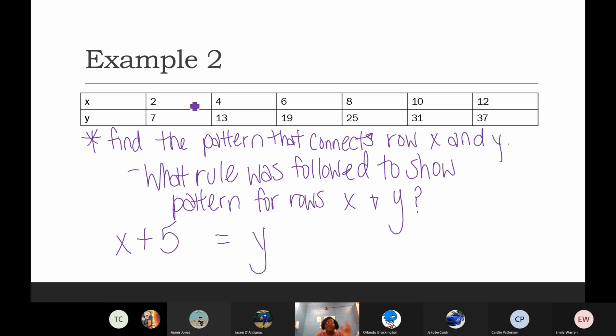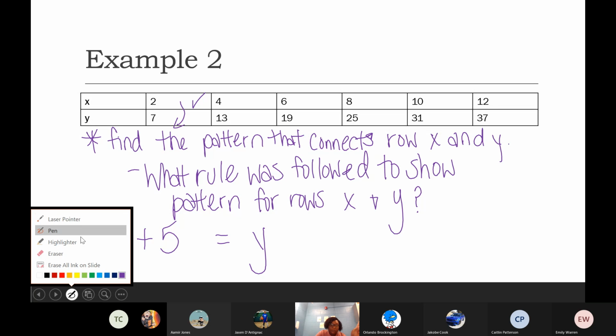That works. Let's see if it works for the rest of them. 2 plus 5 equals 7. So it works here. Does 4 plus 5 equal 13? No. So that's not the rule that this chart is following. That's not the pattern here.